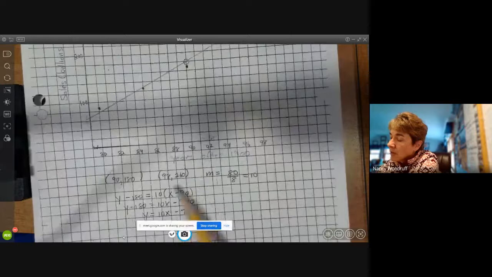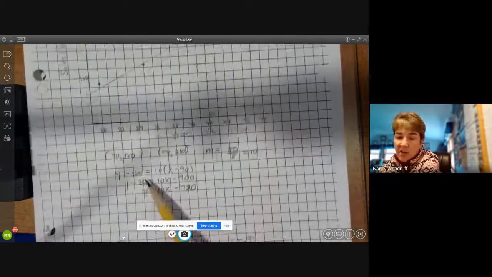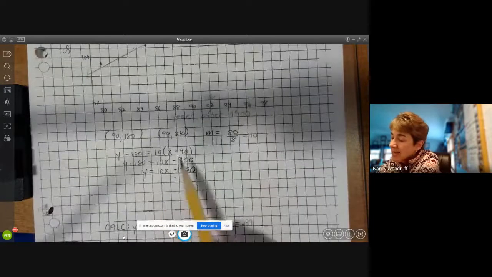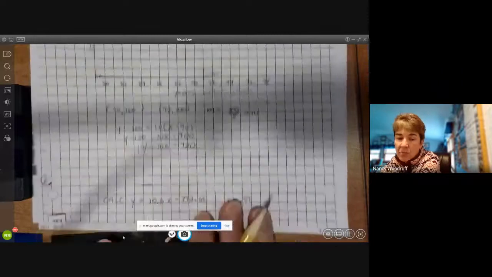And now I'm going to calculate slope. My slope comes out to be 10. I decided to use this point slope form. And here is the equation for my line. Okay, so you should be in that ballpark.